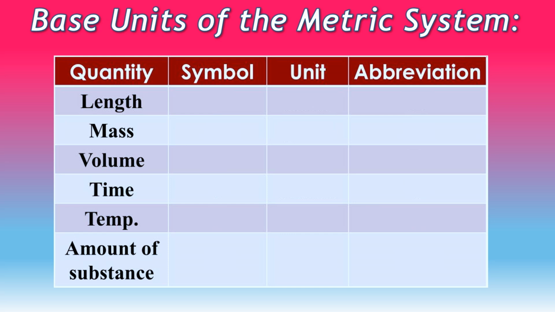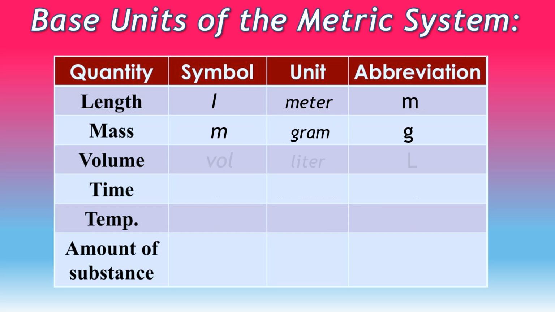Some letters are uppercase, some are lowercase, some are straight, and some are slanted. For example, the symbol for length is a lowercase l, but it is in italics, slanted. The unit is the meter. We abbreviate that with a straight lowercase m. That's because we use lowercase m that's slanted as the symbol for mass. The unit is the gram. The abbreviation is g.